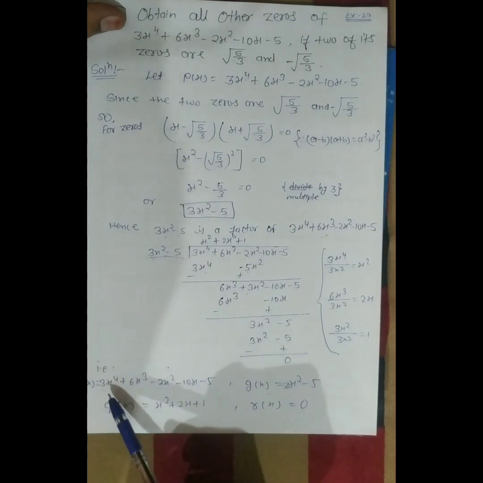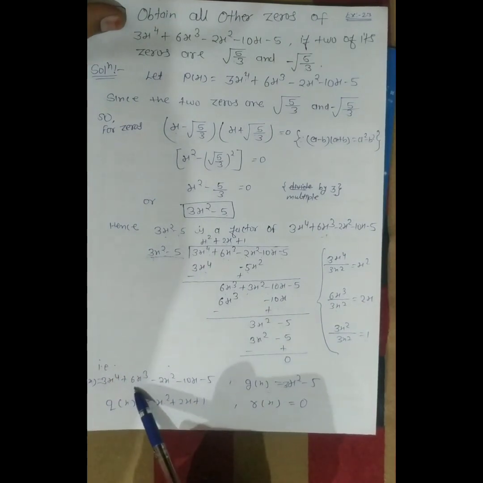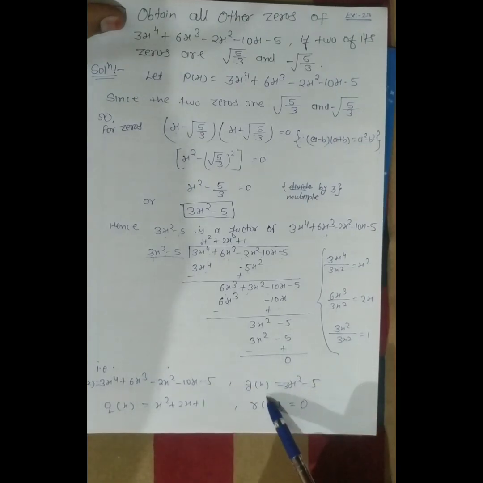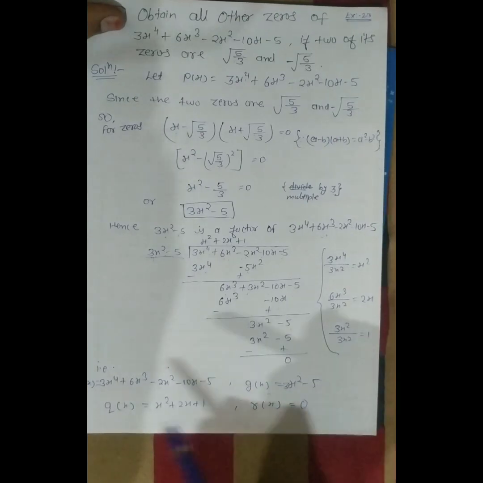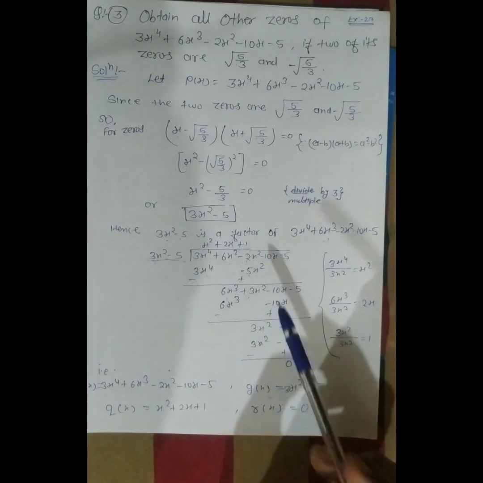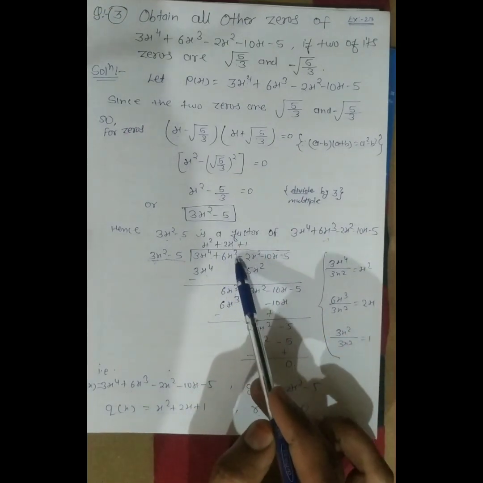Here p(x) = 3x^4 + 6x^3 - 2x^2 - 10x - 5, g(x) = 3x^2 - 5, q(x) = x^2 + 2x + 1, and r(x) = 0. So this is the other factor of this polynomial.